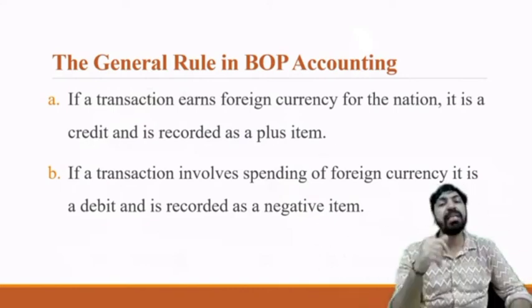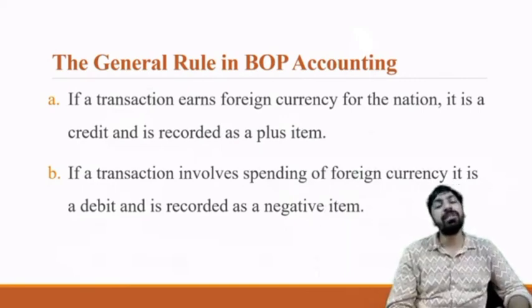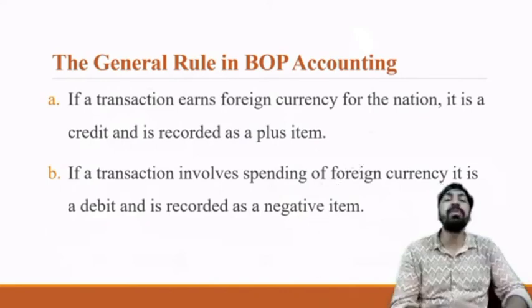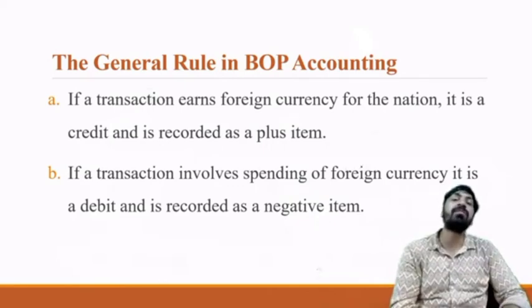Whatever the earnings of foreign currencies for our own nation, that comes on the credit side and is recorded as a plus item. So these are the two rules, the general rules in balance of payment accounting.